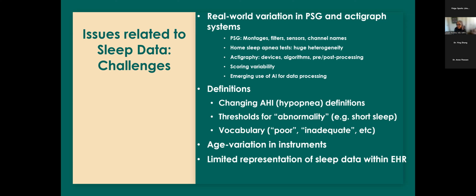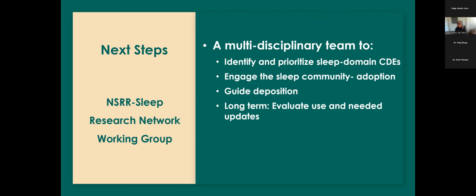And then we have challenges even within our communities of changing definitions, most notoriously the definition of hypopnea that has led to multiple apnea-hypopnea indices, and often a lack of consensus on what an abnormality is. For example, a short sleep, less than 6 hours or less than 7 hours, and really some semantic challenges even in the vocabulary we use to describe sleep, with terminologies like poor, inadequate, and so forth. We also know that across the lifespan, there's a lot of age variation in the appropriateness of different measurement modalities and instruments. And for those interested in using electronic medical records, sleep data is often very poorly visualized and often not structured. So what are our next steps?